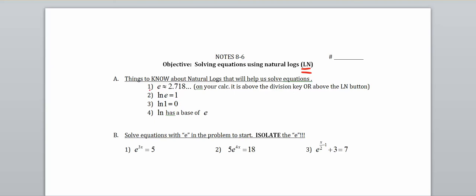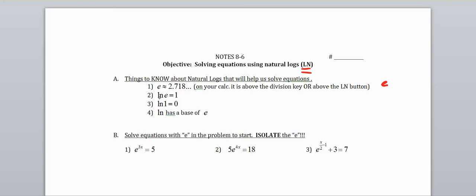The first thing on part A is that this letter E is actually a number. It stands for 2.718. E is on your calculator. Go above the division key, and you're going to see a yellow E. So press second E on your calculator. Go to your main screen, clear everything out, press second E, and you'll get 2.718281828 and so on. So E is really a number. It's kind of like pi. Pi is a symbol that stands for a number. So E is going to be a number that we're going to use.